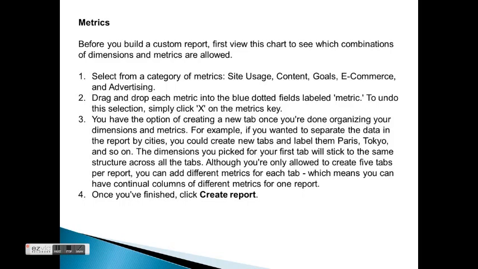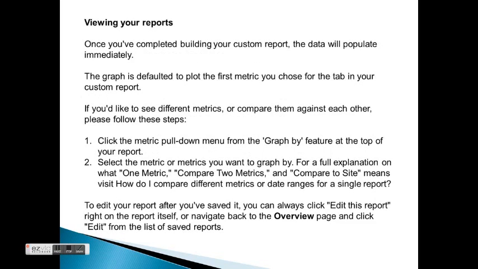You have an option to create a new tab once you've finished organizing your dimensions and metrics. For example, if you wanted to separate the data in the report by cities, you could create new tabs and label them Paris, Tokyo, etc. The dimensions you picked for your first tab will stick to the same structure across all tabs. Although you're only allowed to create five tabs per report, you can add different metrics for each tab, which means you can have continual columns of different metrics for one report. Once you finish, click Save.